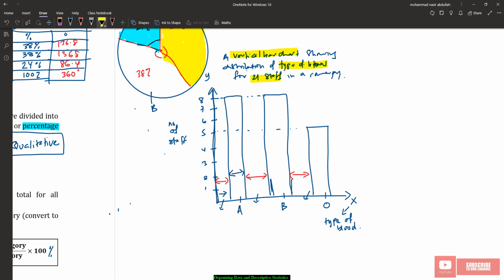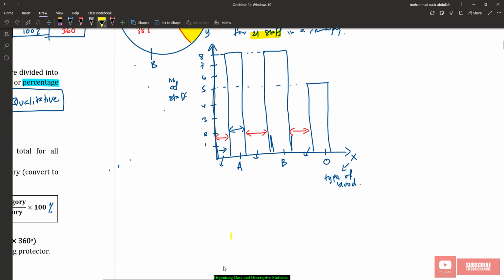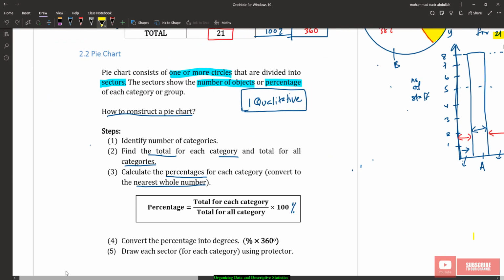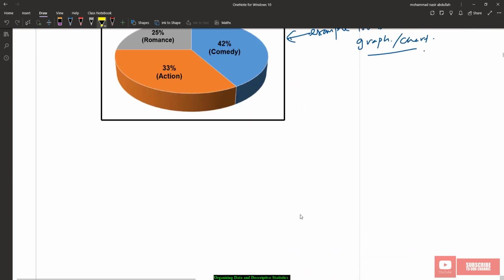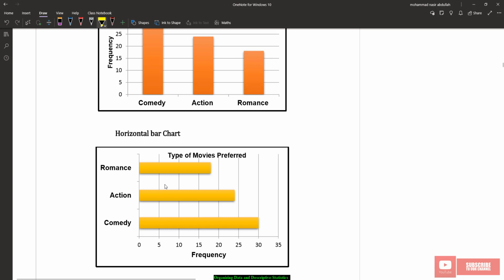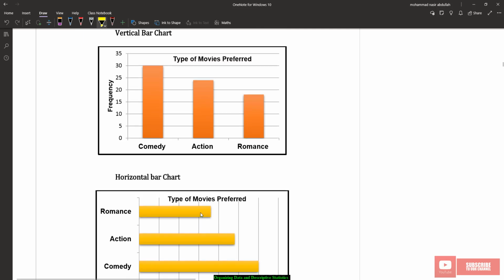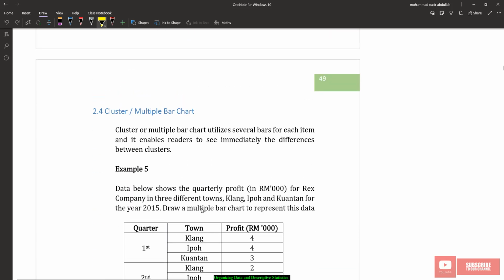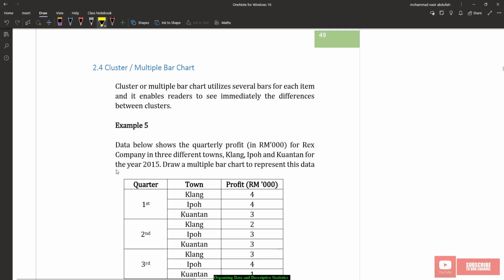For a horizontal bar chart, you just transform it the other way around, transform it to this side. Meaning the x-axis is replaced with the y-axis and the y-axis becomes the x-axis. So this is for a horizontal bar chart. Okay, I hope you understand. Right, before we go to cluster bar chart, I think we need to take a 5-minute rest. Right.